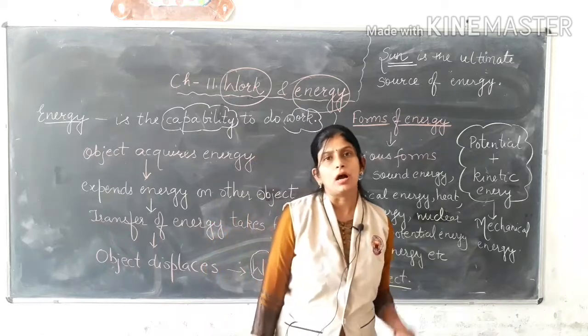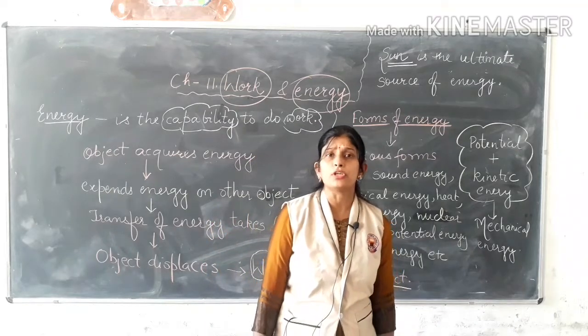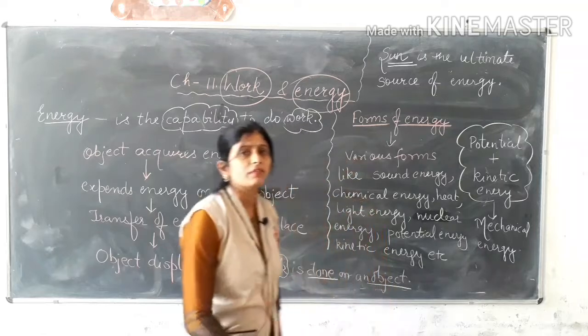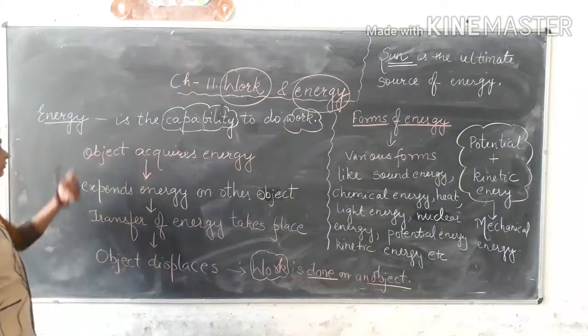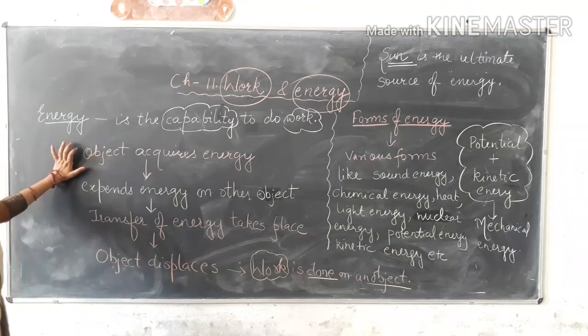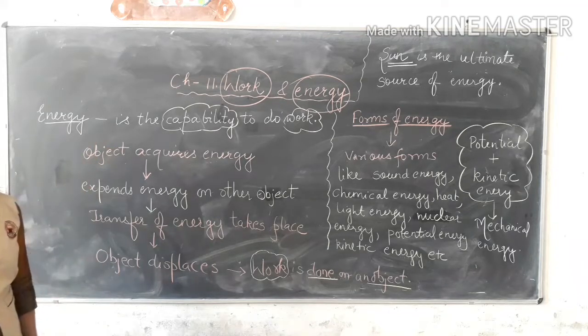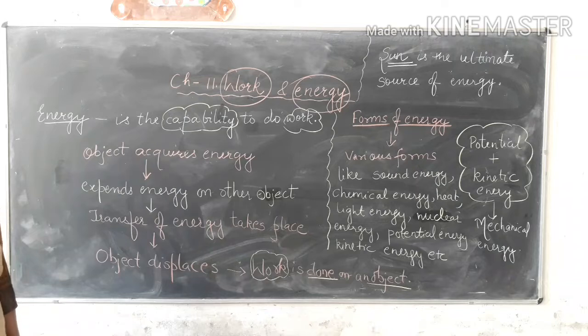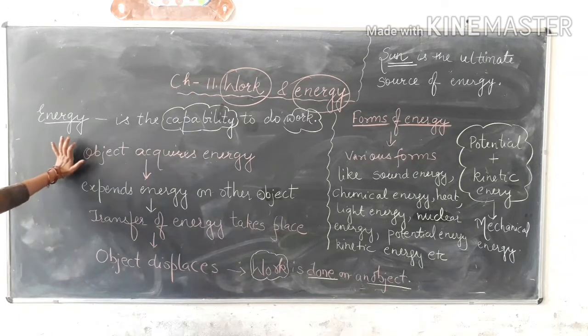Now next question. How does energy make an object do work? This we can understand with the help of this flowchart. Now what does this flowchart tell? This flowchart tells that if any object does work on another object, before doing work, that first object must have energy. If it doesn't have energy, then that object has to acquire or obtain or gain energy.